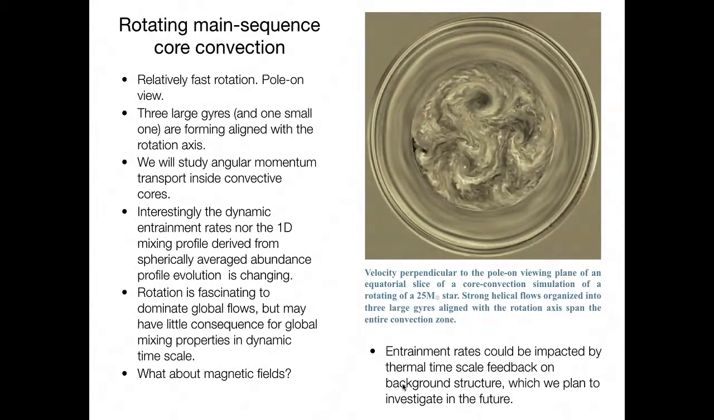So this simulation that we did on Niagara just answered some questions. They answered qualitatively how the global flow morphology works, both in non-rotating and rotating cases, and how the convective boundary mixing works, what the physical processes are at the convective boundary mixing. At the same time, they've also raised some new questions, specifically how to deal with this too large entrainment rate. So we're now following a new hypothesis that we will investigate in the future, and that is that these entrainment rates would be impacted by thermal timescale feedback on the background structure. The thermal timescale feedback is something that we plan to investigate in the future.